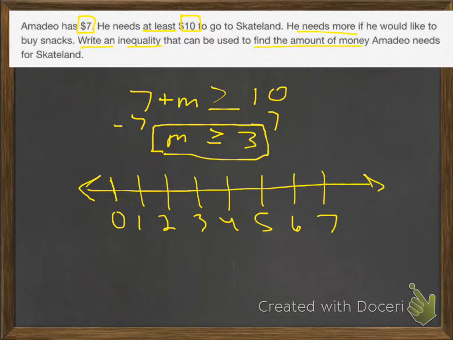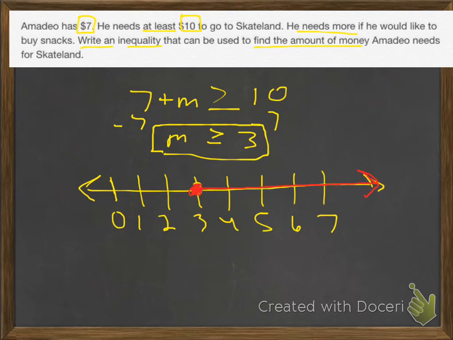Well, now I know that m, my variable, could be equal to 3. So I'm going to have a closed circle that I'm going to use in order to represent that the amount does include the number 3. So then I'm also going to say that it could include anything greater than 3 as well. So I'm going to draw a ray, and that ray is going to go on forever.